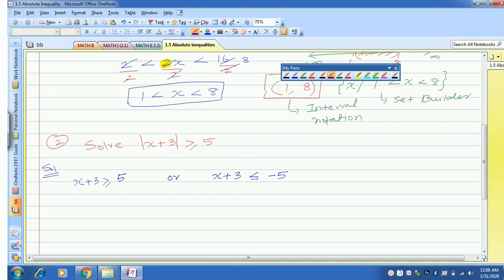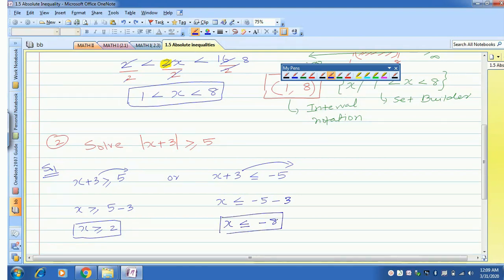Now bring this 3 over here. So x is greater than or equal to 2. Now the next one, the same thing, less than or equal to minus 5. Bring the 3 over, so you will have minus 3. So the answer is x is less than or equal to minus 8.